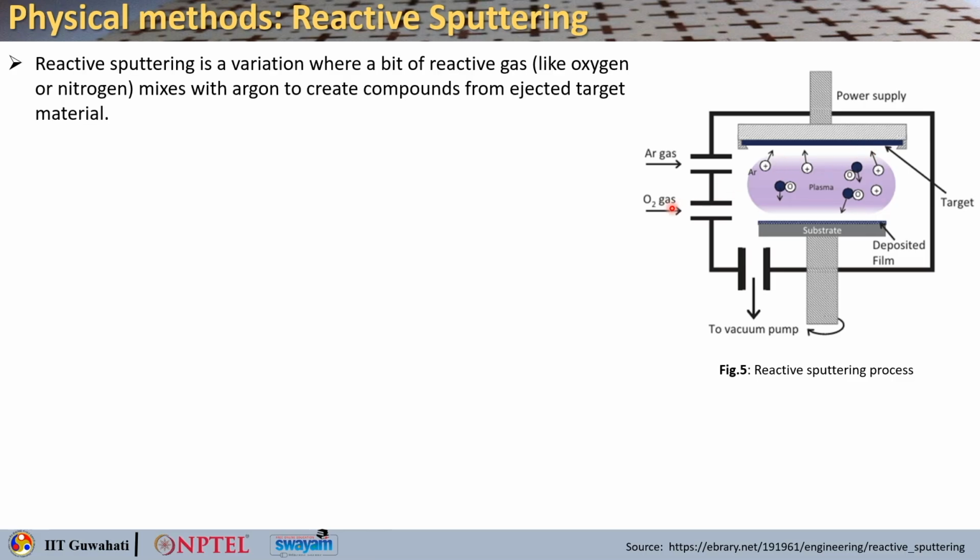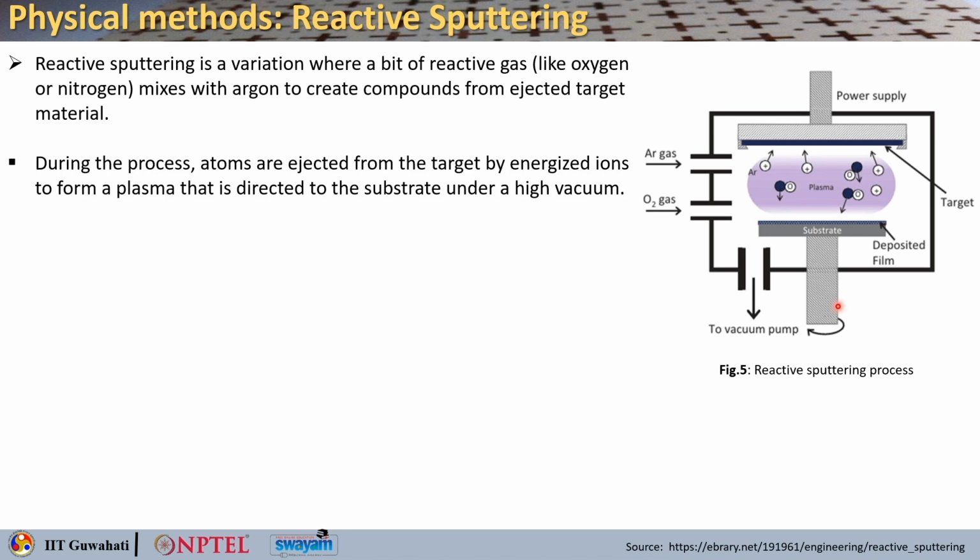Now, reactive sputtering is a variation where a bit of reactive gas like oxygen or nitrogen mixes with argon to create compounds from ejected target material, right. So, during this process, atoms are ejected from the target by energized ions to form a plasma that is basically directed to the substrate under very high vacuum. So, this is your vacuum chamber, this is the target, this is the substrate, and here you have these different gases coming in.